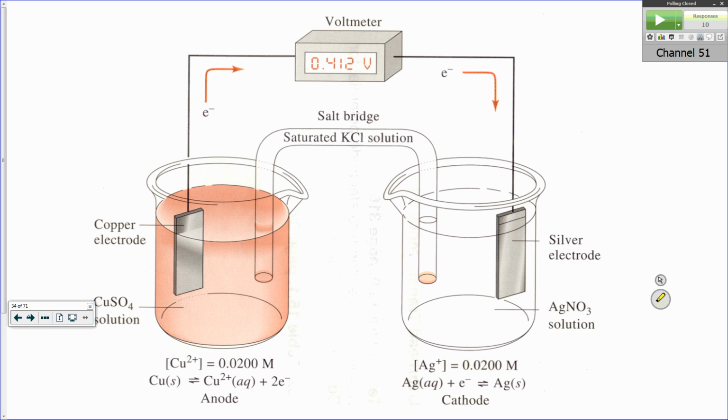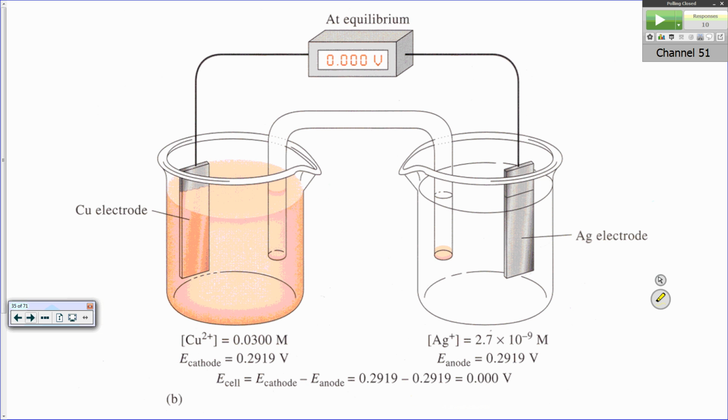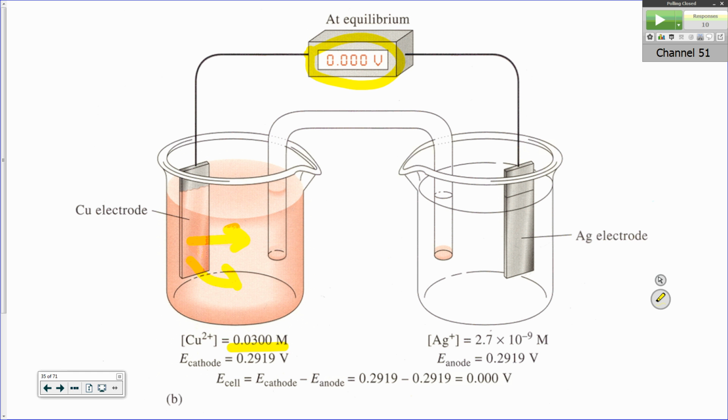So here was the silver tree that we looked at. And over time, what happened is this system reaches equilibrium. And the way that it reaches equilibrium is that the concentration of the copper increased. So the copper plate came out into the solution, made the copper 2 plus cation. Because it was at 0.02, it increased to full 50%. Right? What happened to the silver? It was 0.02, but then it went all the way down to 2.7 times 10 to the minus 9.